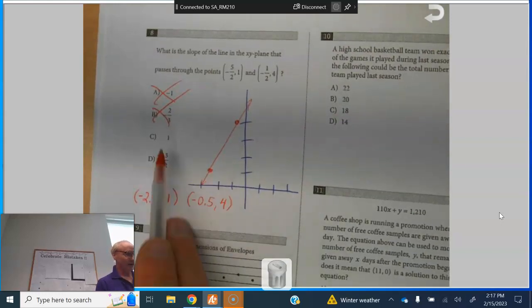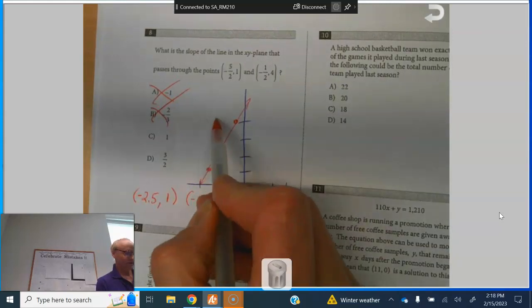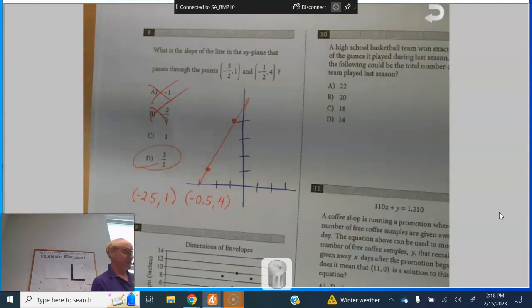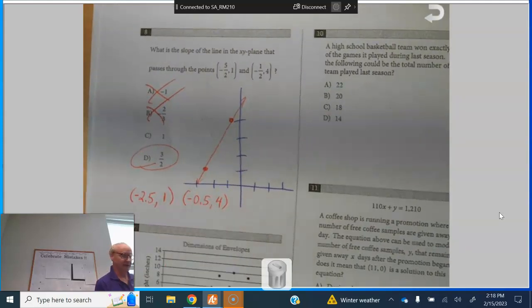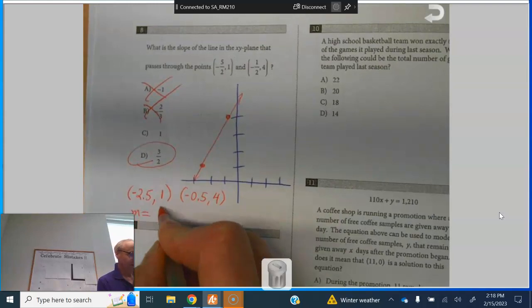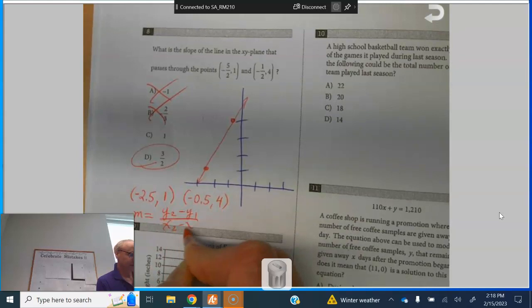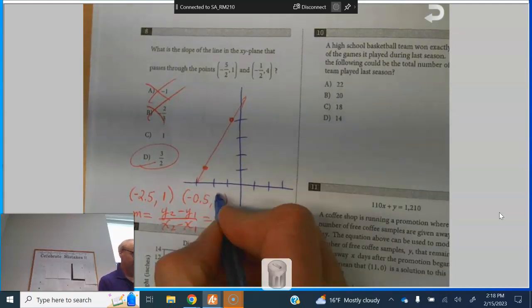Which is it closer to, 1 or 3/2? 1, 2, 3/2. Sure looks like 3/2 to me. I could still put it in my equation and check it and everything to make sure. Slope is y2 minus y1 over x2 minus x1. The top part is easy. Subtract my y's.